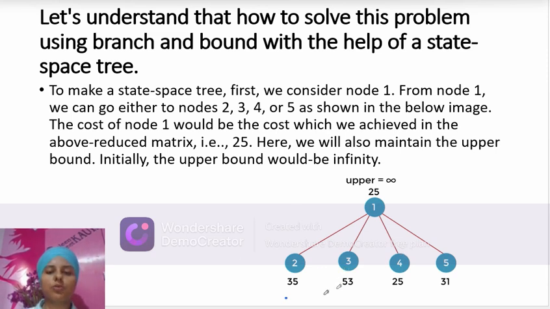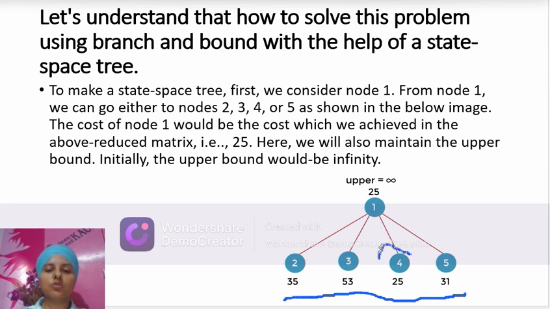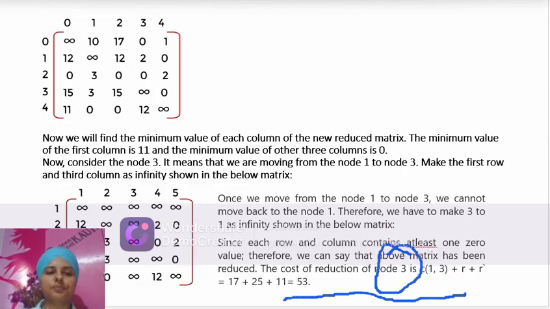So after this, what we need to do next? We will be exploring the minimum cost node. So here the minimum cost node is 25. So we will now be exploring further 25.